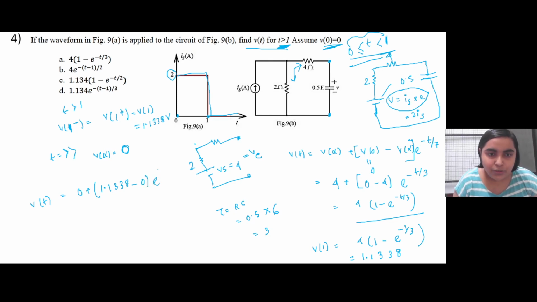Now what will be e to the power? So minus t minus 1 by tau. The tau remains the same, right? Because both the resistances are there. So it is 2 plus 4, 6, into 0.5, RC. But note that t minus 1 will be there. So it is 1.1338 e to the power minus t minus 1 by 3, which is given in option D. This is the correct option.